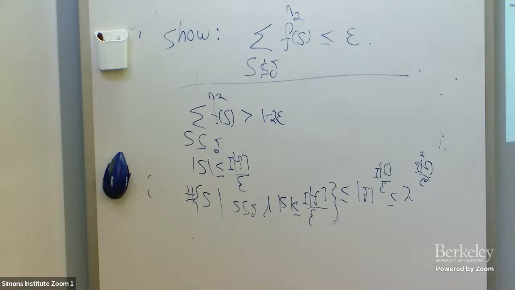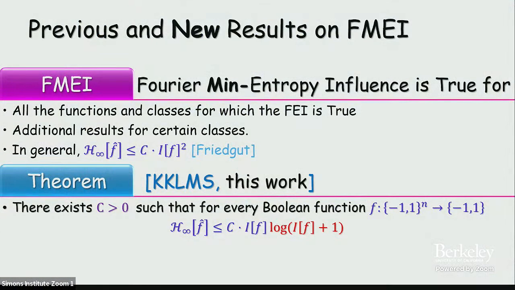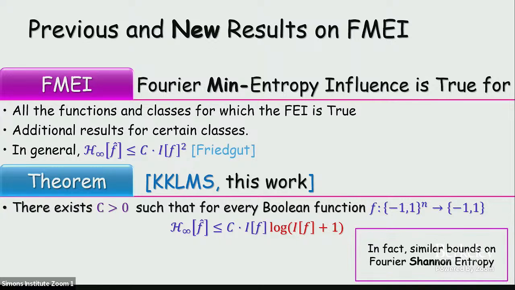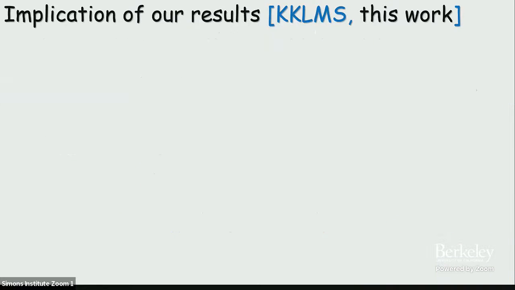The best thing that we know today is that the min entropy is not only bounded by the influence squared. We want influence, but we know how to bound it by influence log influence. We know also about the Shannon.